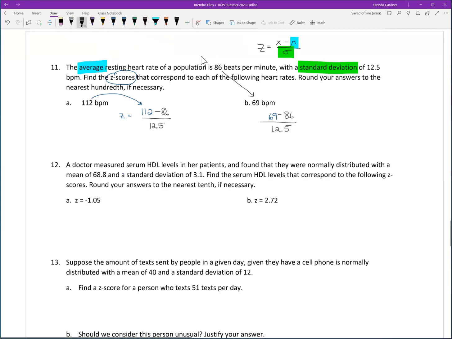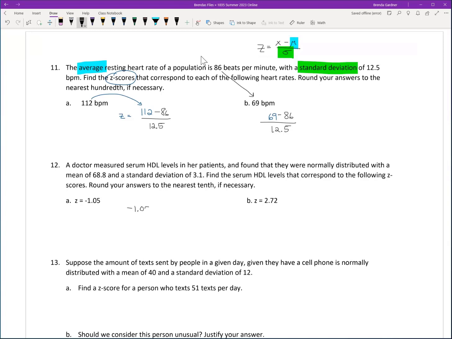Question number 12 actually just works it backwards. So this time you're going to plug negative 1.05 on the left-hand side. You're finding the data point, and again, we will give you the mean and the standard deviation. So the mean is 68.8 and the standard deviation is 3.1. I'm going to go ahead and show you how to solve this one if you need it.